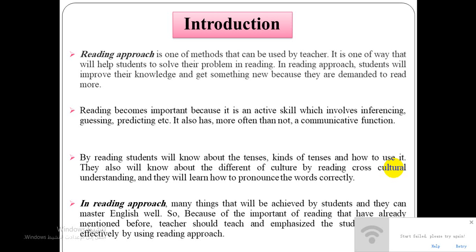So because of the importance of reading that has already been mentioned, teachers should teach and emphasize to the students to read effectively by using the reading approach.